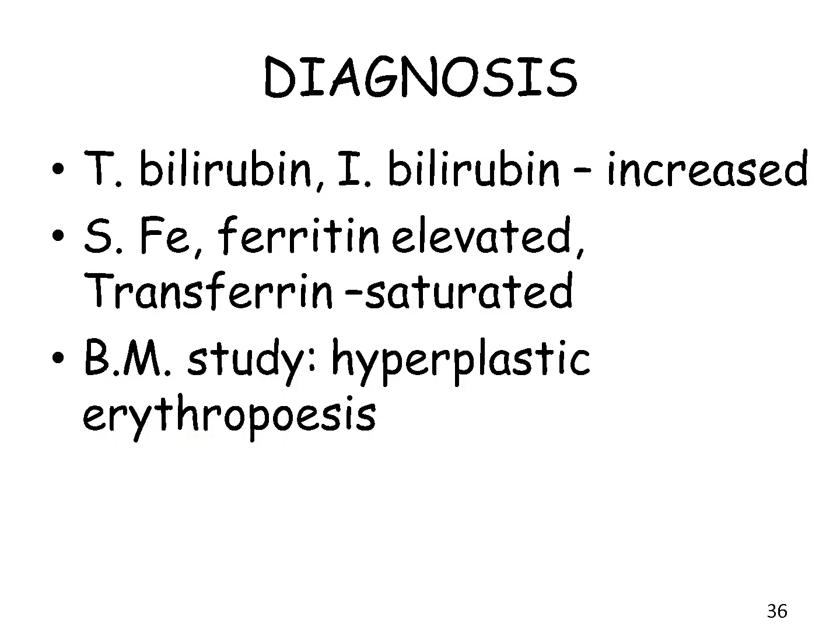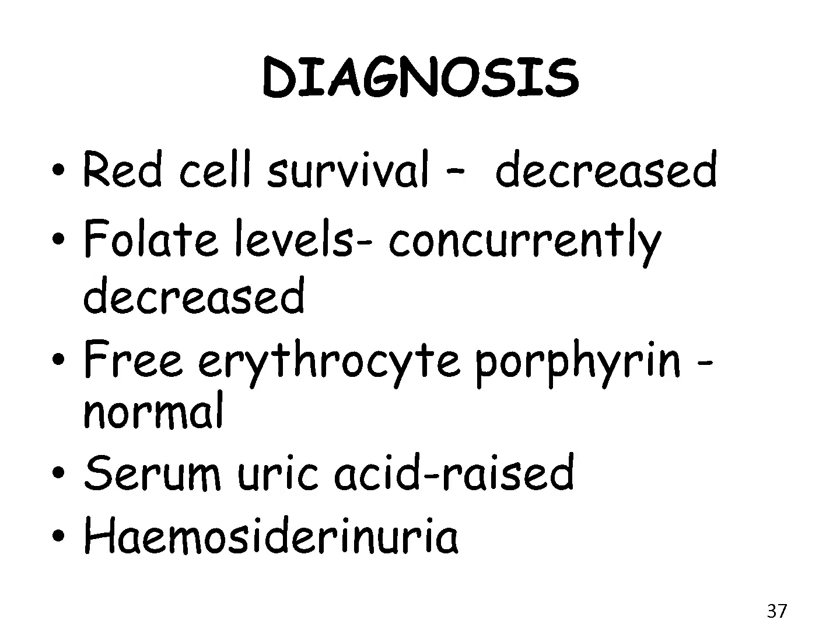Total bilirubin and indirect bilirubin will be increased. Serum ferritin level is elevated. There will be increased transferrin saturation. In bone marrow study, we will find the feature of hyperplastic erythropoiesis. There will be decreased red cell survival. The folate levels will be concurrently decreased. The free erythrocyte porphyrin is normal, the serum uric acid will be raised, and there will be homocysteine in urine.